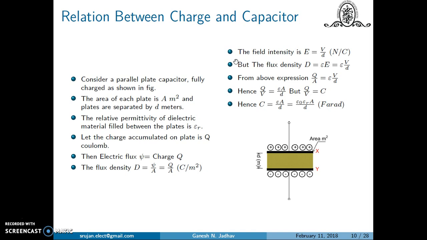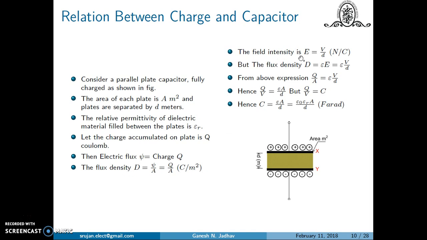Now we see the relationship between charge and capacitance. Consider a parallel plate capacitor. The conducting plate has an area of A square meter, and the distance between the two plates, where the dielectric material is filled, is d meter. How do you calculate the electrical flux or charge? The charge is Q, the area is A square meter, hence the flux density is equal to charge Q upon A, in coulomb per meter squared. It is the electrical flux density.